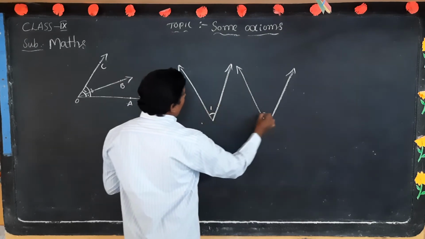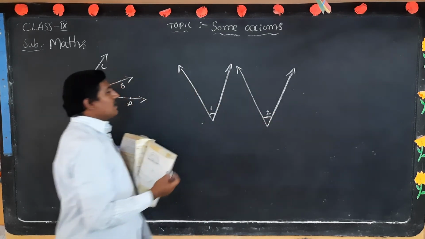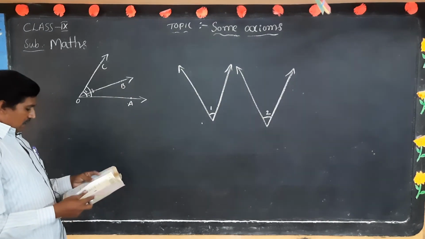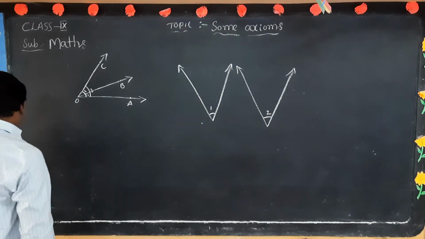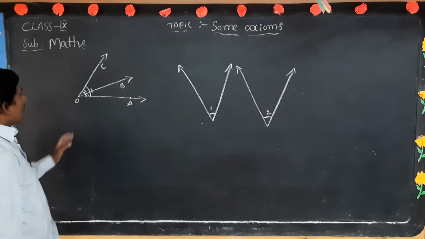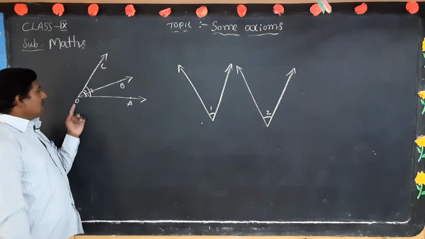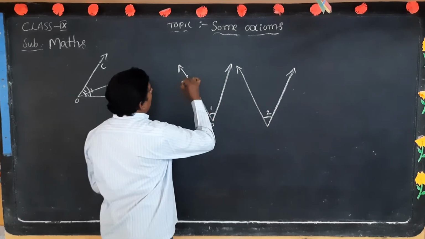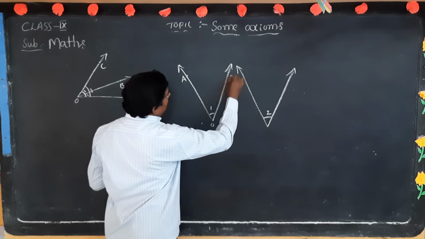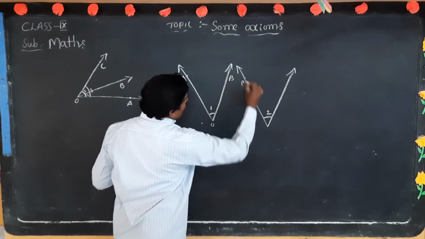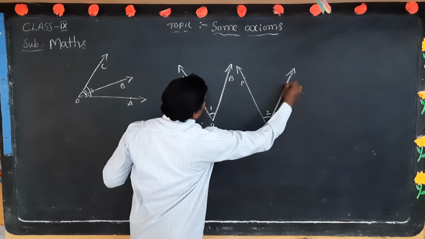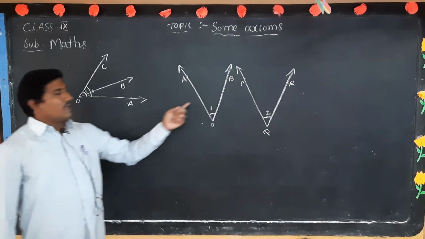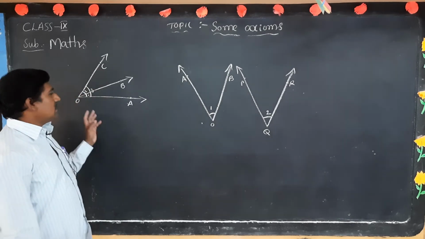What is the difference between this diagram and this diagram? In this diagram, for example, the points are O, A, B, P, Q, R. Here also there are angle 1 and angle 2 only, and there also angle 1 and angle 2 only. What is the difference between these angles and those angles?